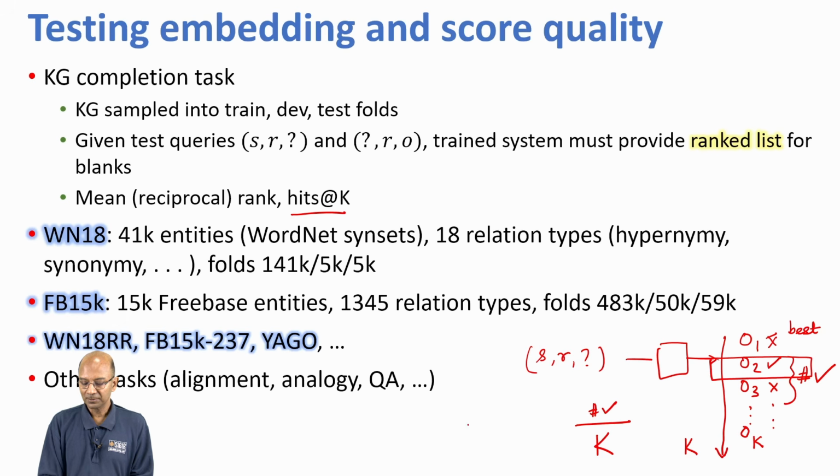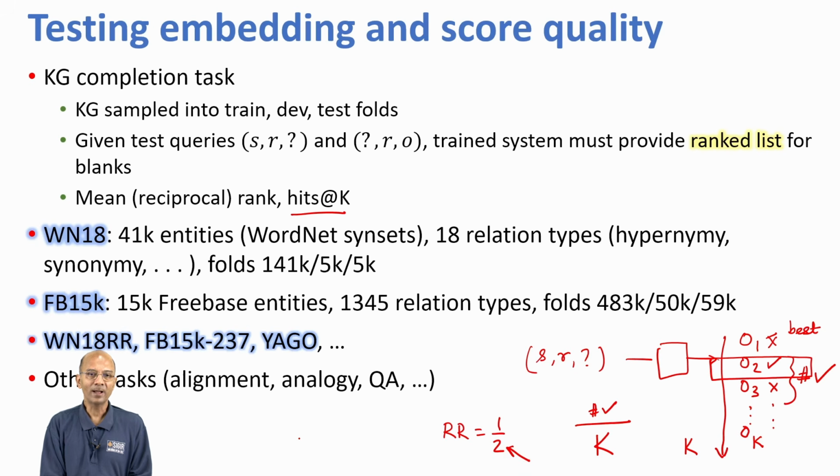If I do that, my reciprocal rank will be half, because 2 was the rank at which I hit my first success. So MRR is good for situations where there is exactly one correct answer, whereas hits at K is useful if there are multiple correct answers.